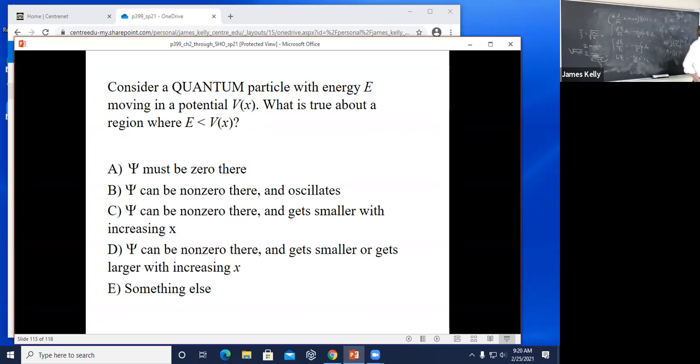Okay, let's see a vote. Some of you were still thinking a minute ago, but the C's have it in terms of the vote in the room. It can be non-zero there, but it's got to get smaller with increasing x. That seems appealing, and that certainly is something that can happen, but D is actually what in general can be true. It can actually get larger with increasing x or get smaller.